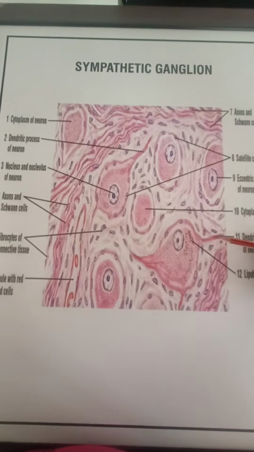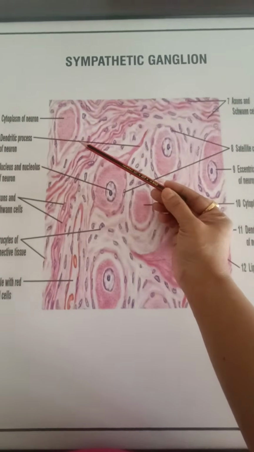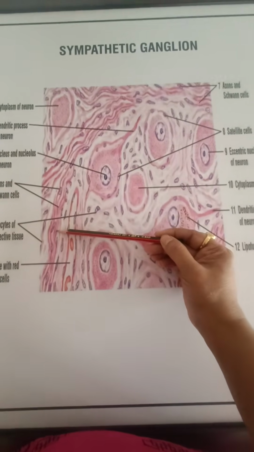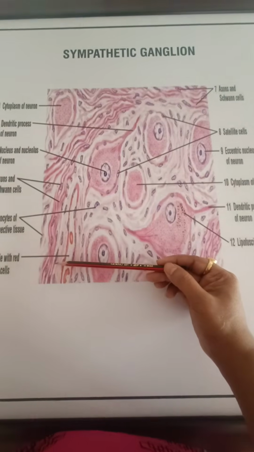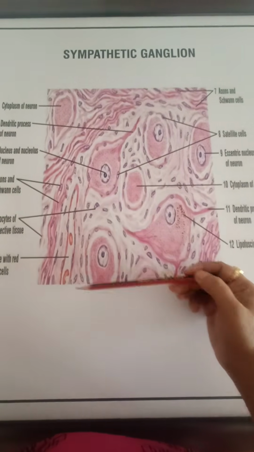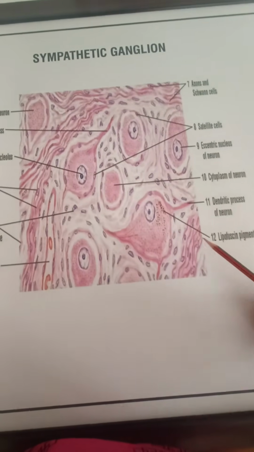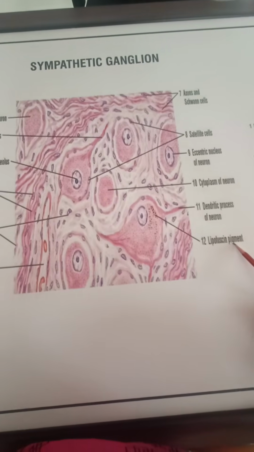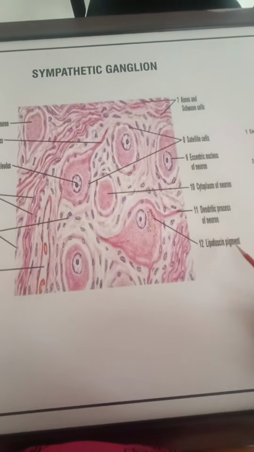So in this particular slide you can see cytoplasm of the neuron and some dendritic processes you can see. Here is the axon, fibrocytes of the connective tissue, some blood vessels, venule. All these things you can identify. So here you can see some dark staining, that is lipofuscin pigment, that is stained by osmium tetroxide. Like I mentioned, fat tissue is stained by these things.